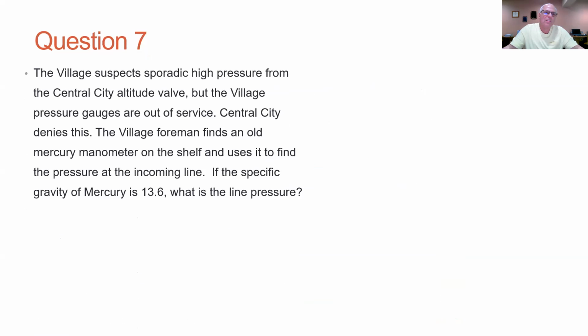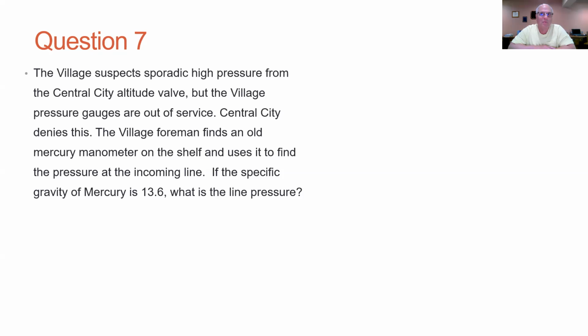In question 7, they're saying the village suspects sporadic high pressure from central city altitude valve, but the village, of course, has gauges that are out of service, and they're denying that they're having a problem, which is typical. So the village foreman finds an old mercury manometer on the shelf and uses it to find the pressure at the incoming line. Because your gauge is out of service, you had to resort to this old-fashioned method. This is not something you should do to this day.